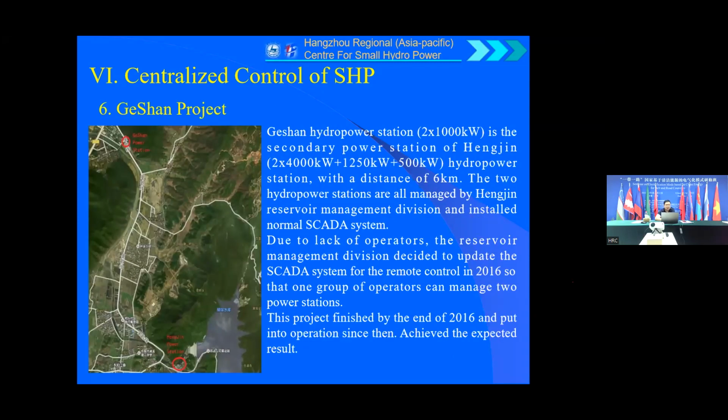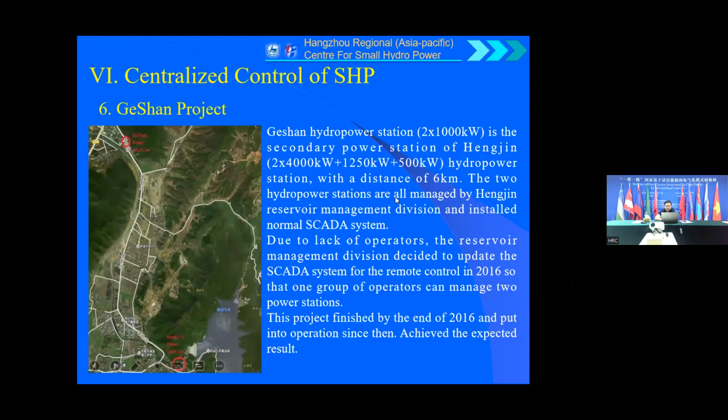For the last part, we will share some projects of the centralized control of SSP. Actually, two projects. First is the Gusan project. Gusan Hydropower Station is the secondary power station of Hengjing Power Station, at a distance of about 6 kilometers. In this picture, you can see the Hengjing project next to the Red Wall, and the Gusan project about 6 kilometers away from it.